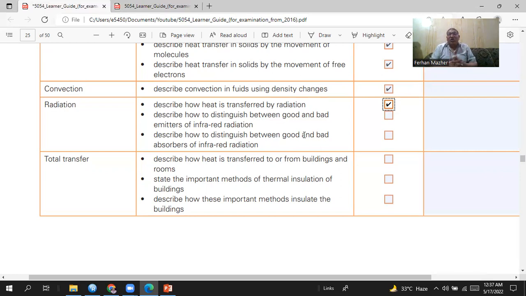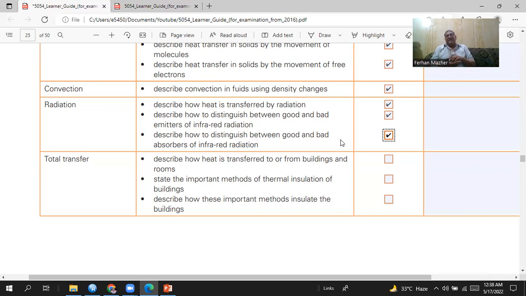In the case of an absorber, the dull black color is also the best absorber of infrared radiation. And the shiny surface will be a bad absorber of infrared radiation. You see, the dull black color is a very good emitter of infrared. Dull black color is also a very good absorber of infrared.